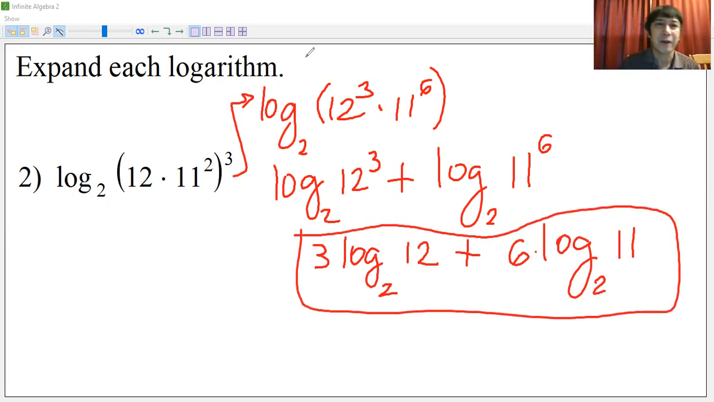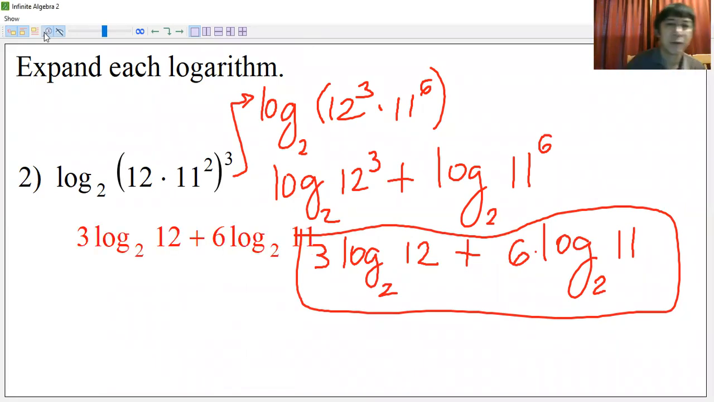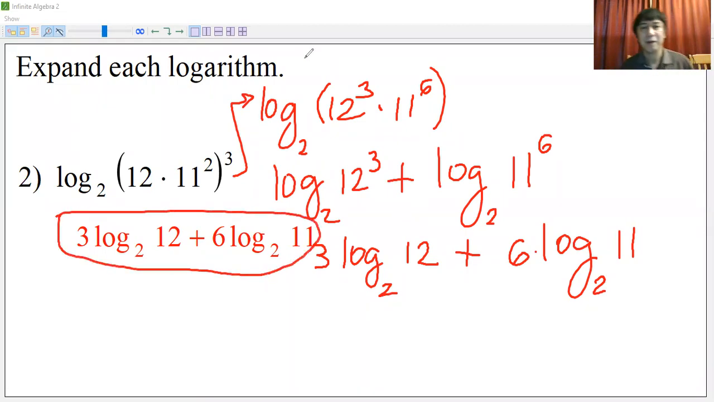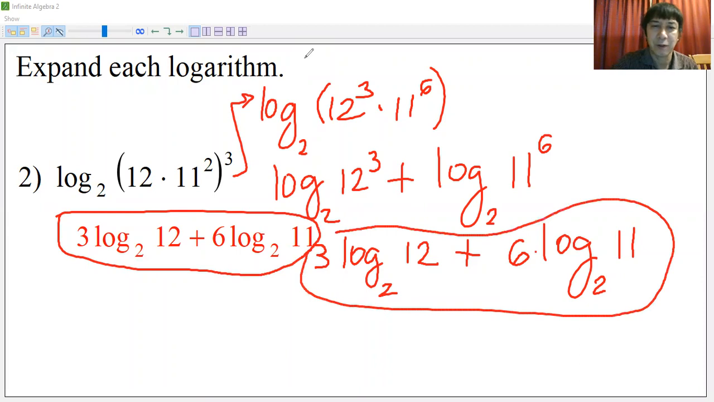And we can check it out. So we have the answer over here. Let's remove our box there so we can see it clearly. Here's the answer. You can see it and it's equivalent to our answer. So 3 logarithm 12 base 2 plus 6 times logarithm of 11 base 2. So exactly what we have made.